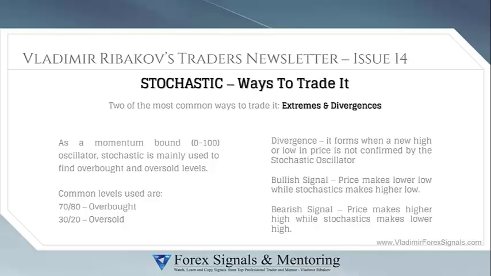And the divergence of Stochastic forms when a new high or low in price is not confirmed by the stochastic oscillator. A bullish signal would be when price makes lower lows while stochastic makes higher lows. A bearish signal would be when price makes higher highs while stochastic makes lower highs. So let's take a look.